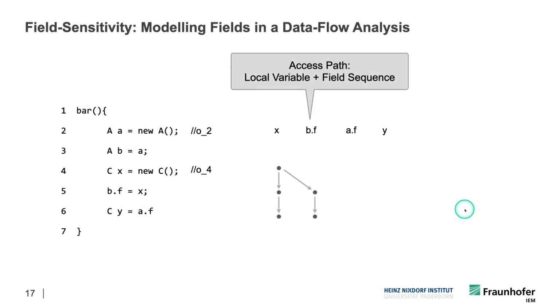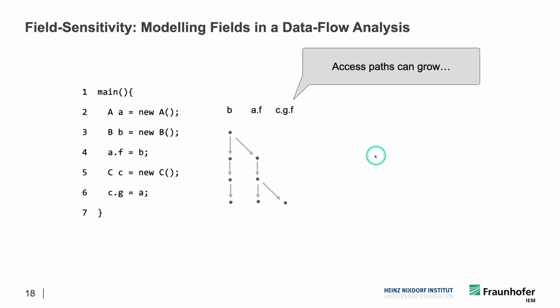The thing is, something we haven't really talked about is field sensitivity and modeling fields in data flow analysis. And the modeling I've showed you so far was using access paths, right? And you know that an access path is actually a local variable and a sequence of field accesses, right? So here it's a very simple sequence, just a single field access. But on the next slide, I will actually show you some more complex ones. Because the problem is that these access paths, they can grow, right?